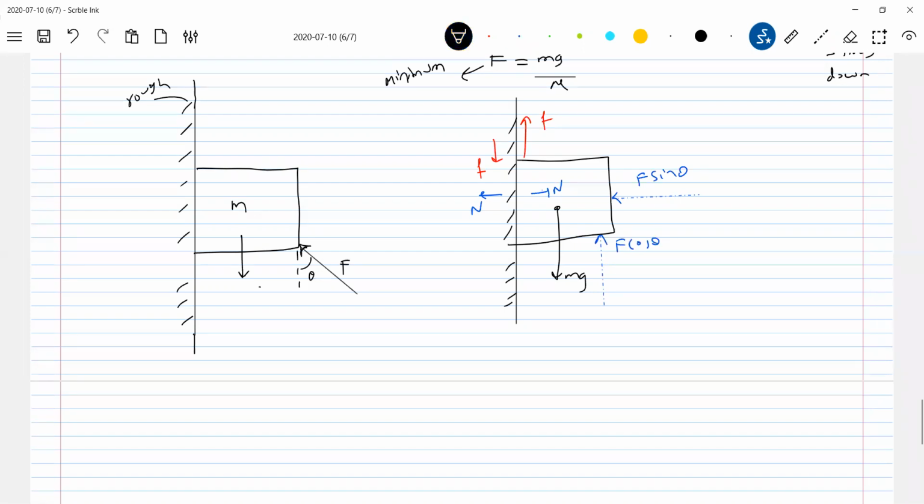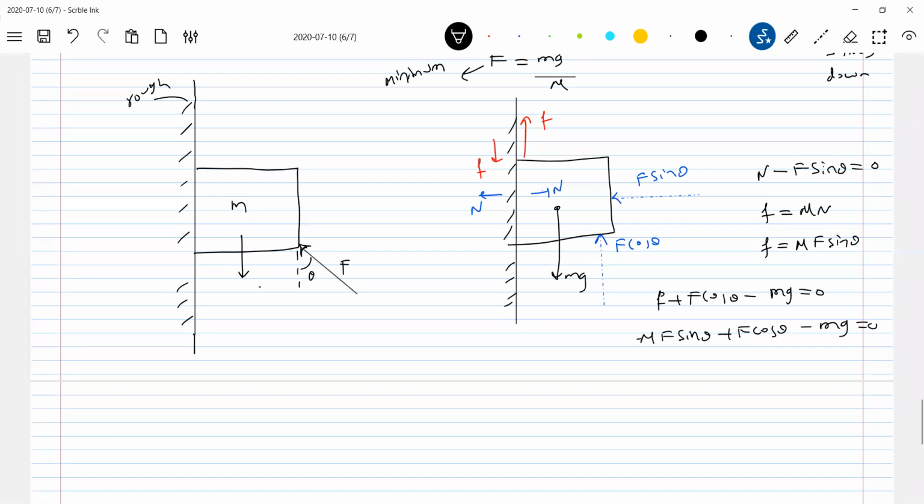So what is the normal contact? It will be balanced: N minus F sine theta equals 0. So what is friction? Friction f equals mu N, which is mu F sine theta. Then for vertical equilibrium, f plus F cos theta minus mg equals 0. Let me substitute the value of f. This will be mu F sine theta plus F cos theta minus mg equals 0. This should be F equals mg by (cos theta plus mu sine theta).